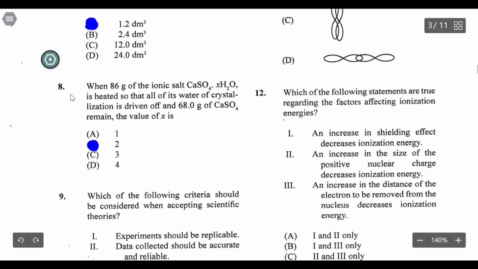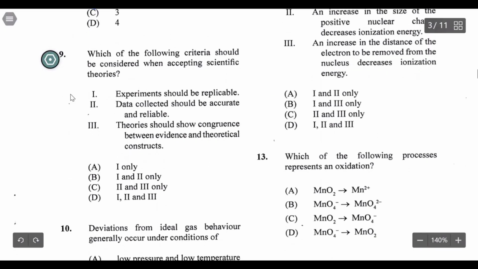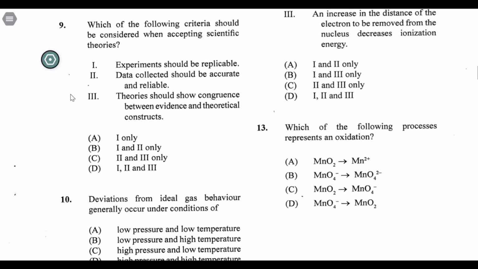Number 9, which of the following criteria should be considered when accepting a scientific theory? Now, this is the first objective in your syllabus. 1, experiments should be replicable. 2, data collected should be accurate and reliable. And 3, theories should show congruence between evidence and theoretical constructs. All 3.